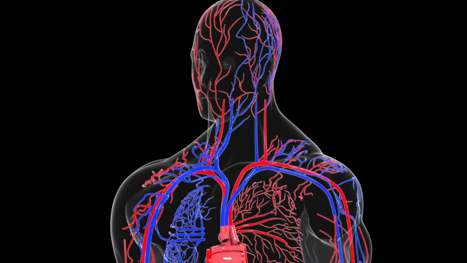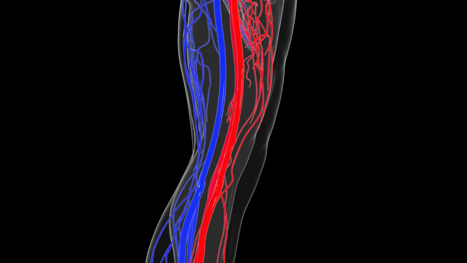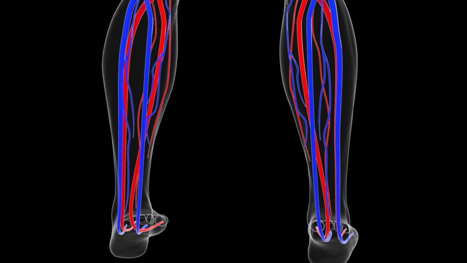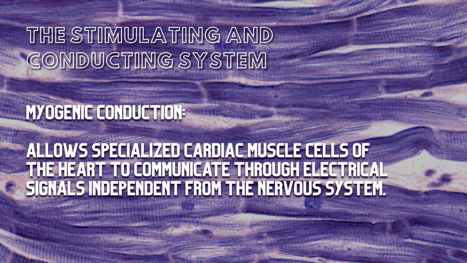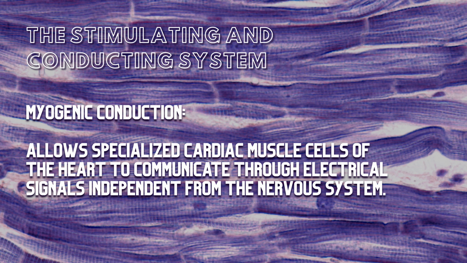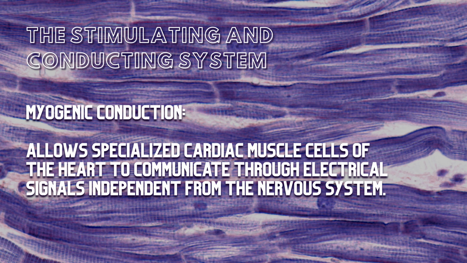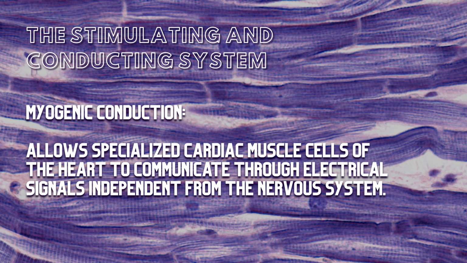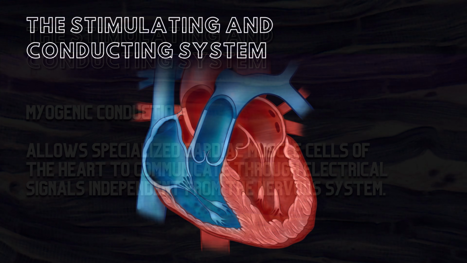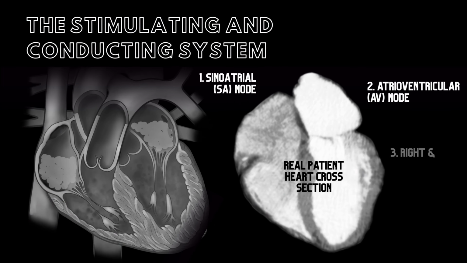Together, the 4 chambers of the heart make up a powerful pumping mechanism, but only if the stimulating and conducting system is working properly. This system uses myogenic conduction, which allows all the specialized cardiac muscle cells of the heart to communicate with one another and produce coordinated contractions through electrical signals independent from the nervous system. The stimulating and conducting system is composed of 5 parts.